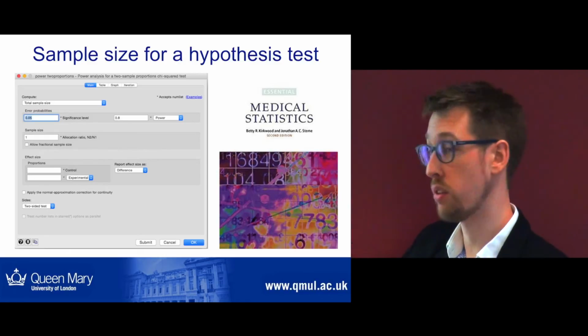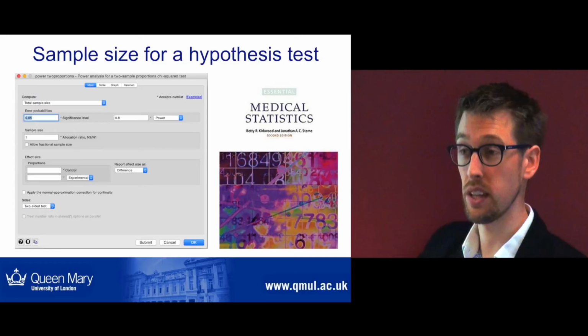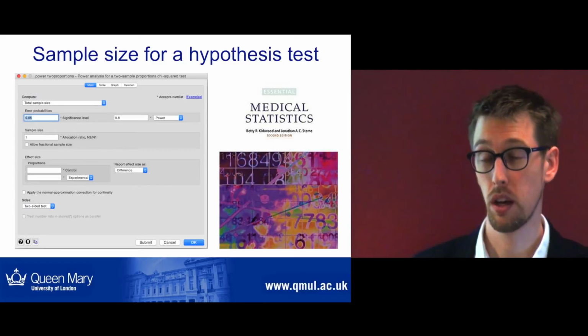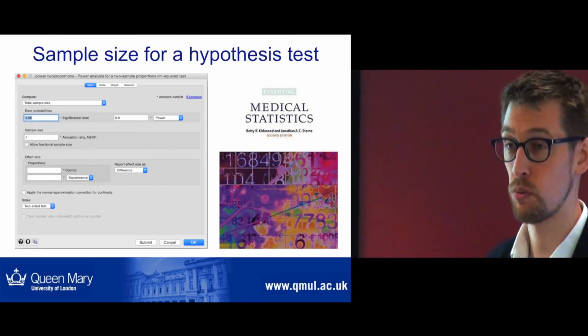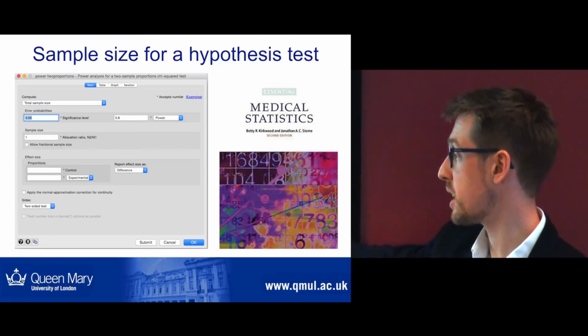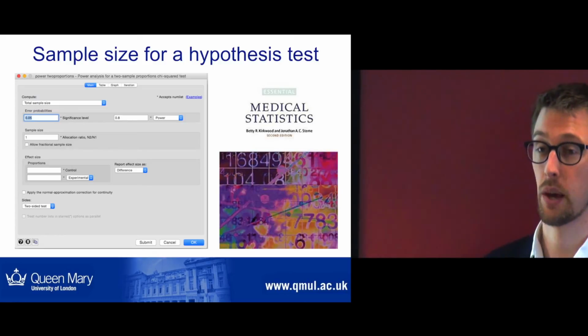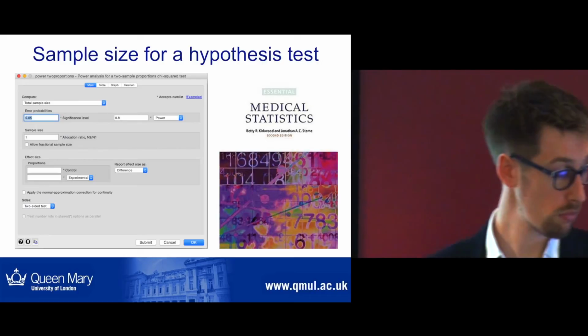And then we can work out what we think our effect size is going to be in the intervention group. So let's say we wanted a 25% relative risk reduction. So we've got 8% in here, 6% in here, and we can then calculate our sample size.